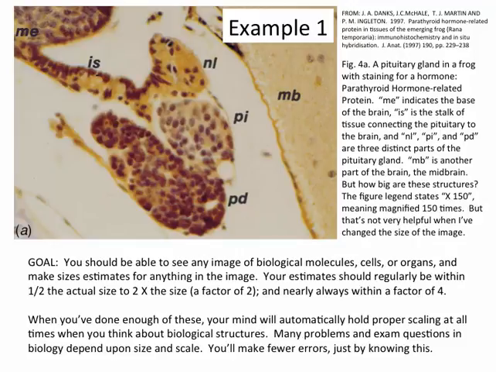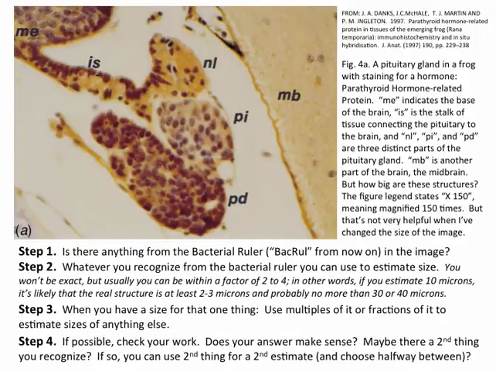So our goal is, you should be able to look at this and understand there's a series of 4 steps you need in order to solve bacterial ruler problems. Step 1 is there anything from the bacterial ruler in the image? Step 2, whatever you recognize from the bacterial ruler or that you just remember, you can use to estimate size. Step 3, when you have a size for that one thing in the image, you can use multiples of it or fractions of it to estimate sizes of anything else. Step 4 is, if possible, check your work. Does your answer make sense?